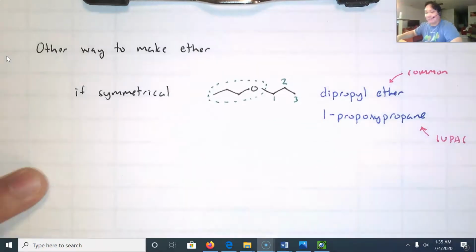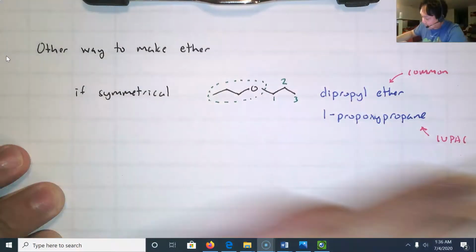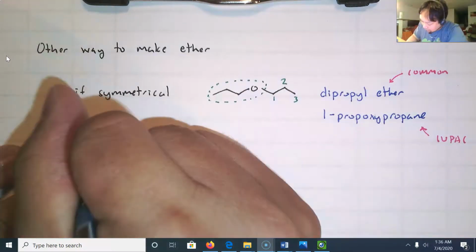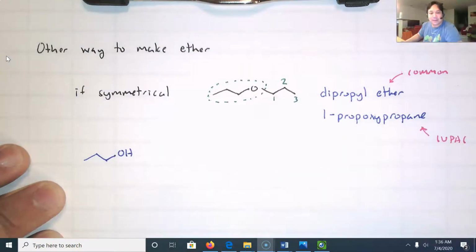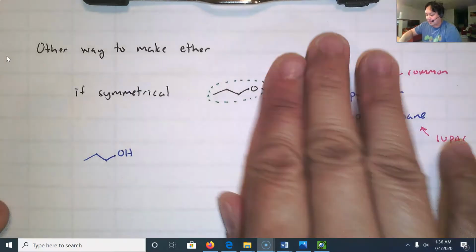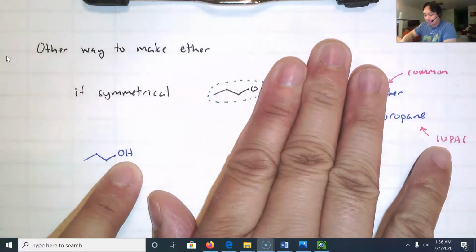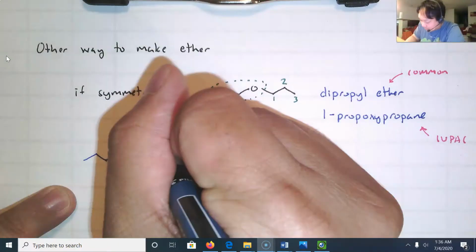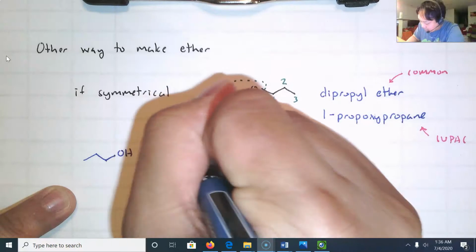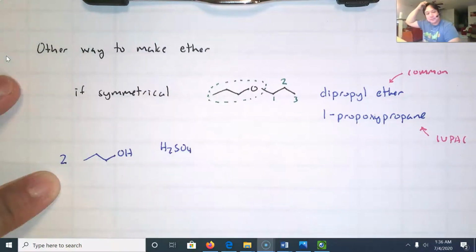Okay, enough of that. If it's symmetrical, what you could do actually is take the alcohol equivalent. Okay, can you see how this could possibly be this part here? All you have to do is remove this H, and you add acid. Okay. And I'm just going to put here two.